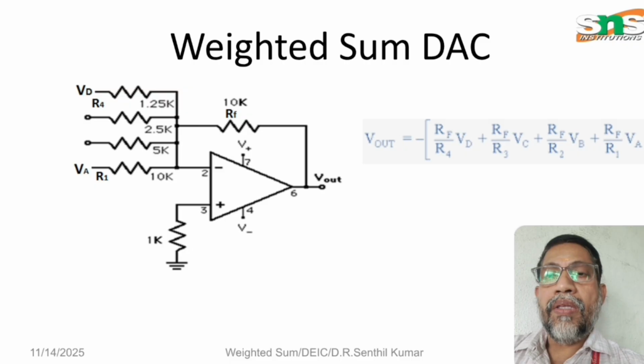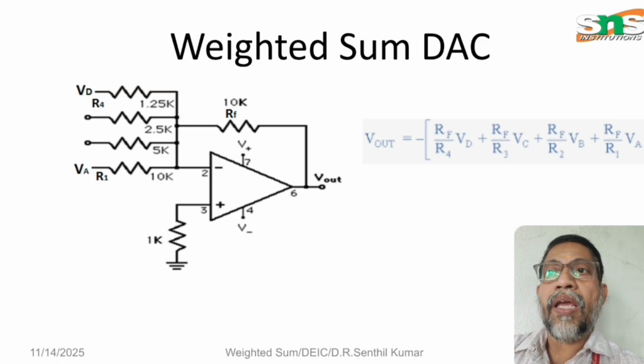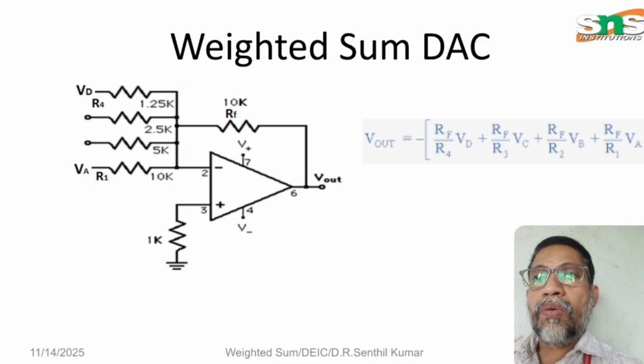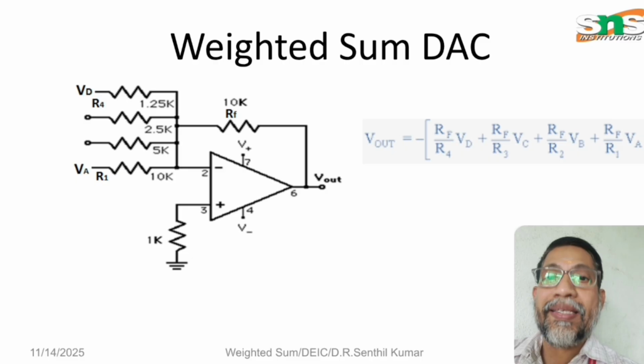Now the feedback resistance is 10 kilo ohms, whereas the resistances R1 to R4 are 10K, 5K, 2.5K and 1.25K. These different values of resistance are chosen since we have to convert a digital value into an analog value. Now let me see an example.